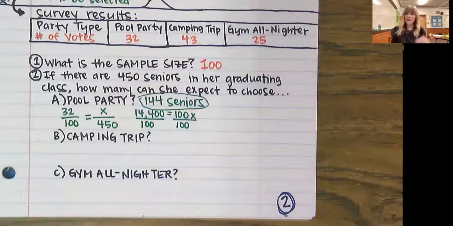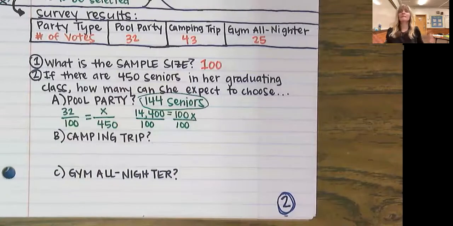If our sample is an accurate record, now, does that mean if I went out and asked every senior that exactly 144 would say pool party? No, probably not. But it should be a pretty close prediction based on what our sample said.